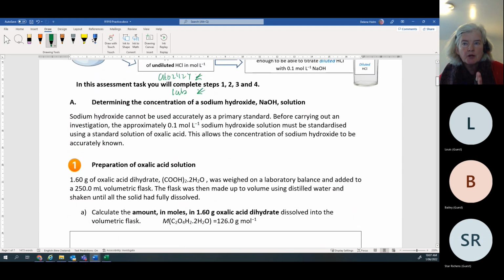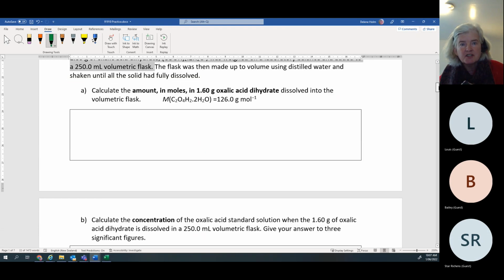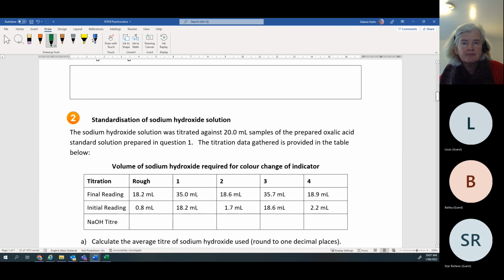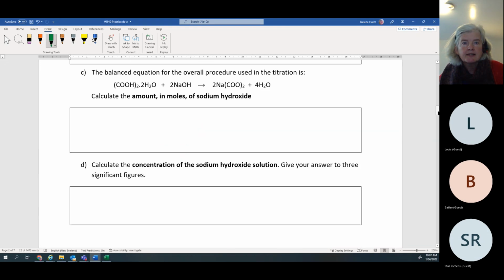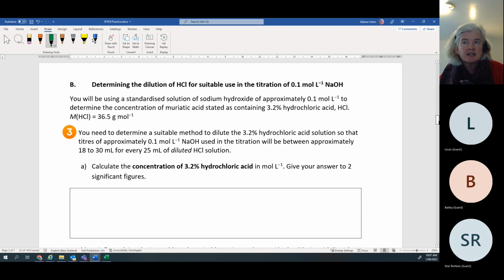So this is exactly what you would get, obviously with a different substance or different amounts in the 2112Y1. You get told how much is weighed out and how much it's dissolved in. So you need to work this out. Now, I have done this in the previous lesson, so I'm not going to do this again. Then this is the titration part, the step 2. And then you work out the exact concentration of the sodium hydroxide.